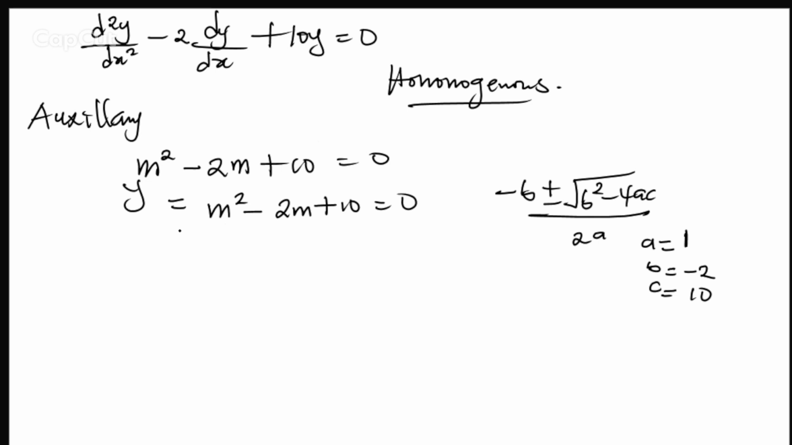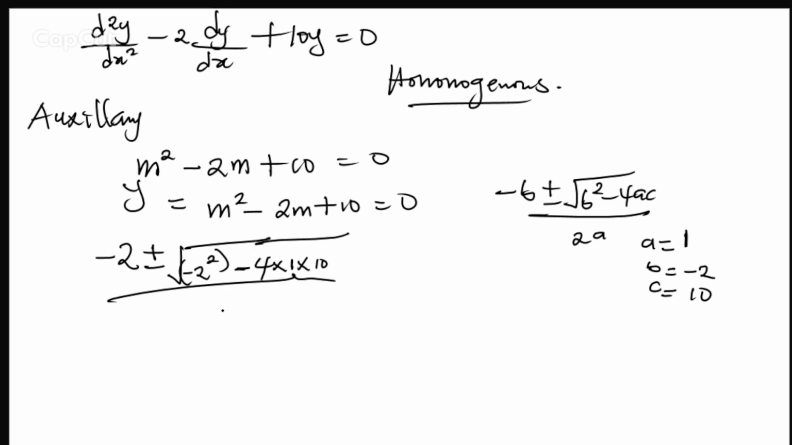we'll simply have minus b, so minus b is minus minus 2, that is 2. Actually, we have minus 2 plus or minus the square root of b squared, which is minus 2 squared, and minus 2 squared is 4. But that notwithstanding, we have minus 4 times 1 times 10. Are we together? And this will be divided by 2 times 1.